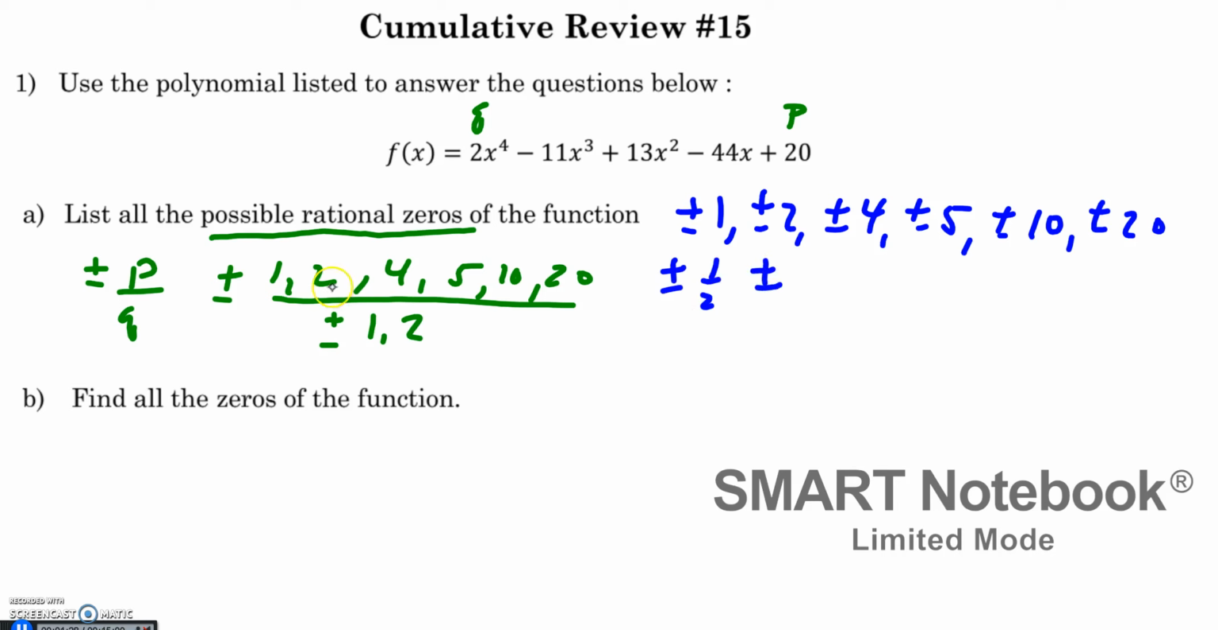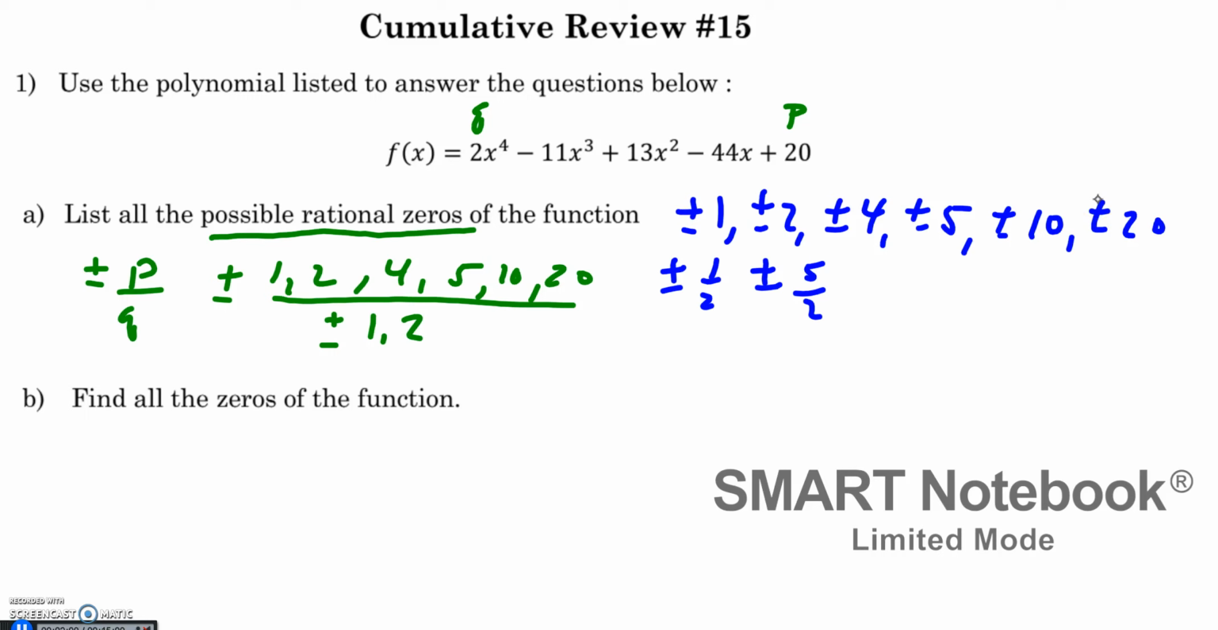plus or minus, well, if I took 2 divided by 2, that's 1, which is already there. And then if I took 4 divided by 2, that's 2, that's already there. 5 divided by 2 is something we don't have yet, 5 halves. 10 divided by 2 gives me 5, and 20 divided by 2 gives me 10. So it looks like I have 1, 2, 3, 4, 5, 6, 7, 8, 9, 10, 11, 12, 13, 14, 15, 16 possible rational roots. We will accept either answer on the test, but I want to make sure to show you the blue version just so you understand what's going on.